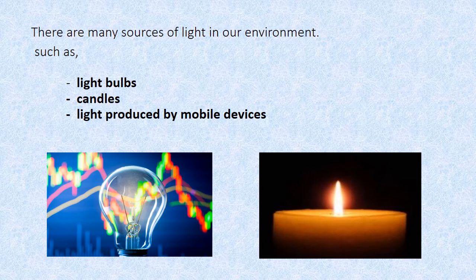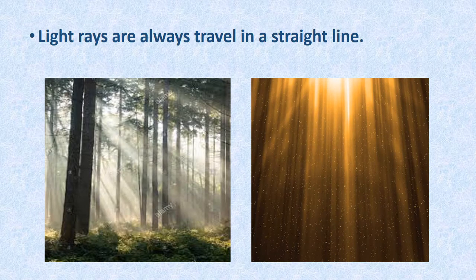Here, there are many sources of light in our environment. I think you all know what the sources of light are. Light bulbs, candles, and there are some mobile devices which are producing light. So, do light rays always travel in a straight line?